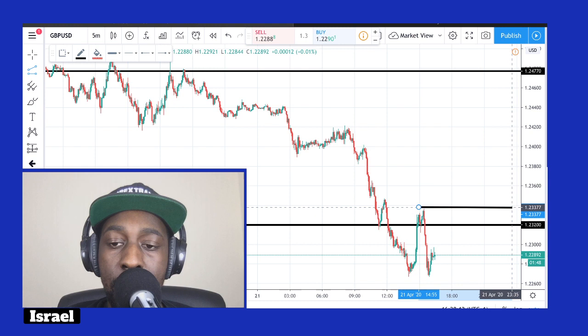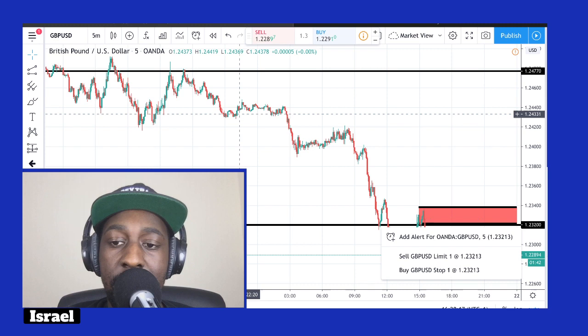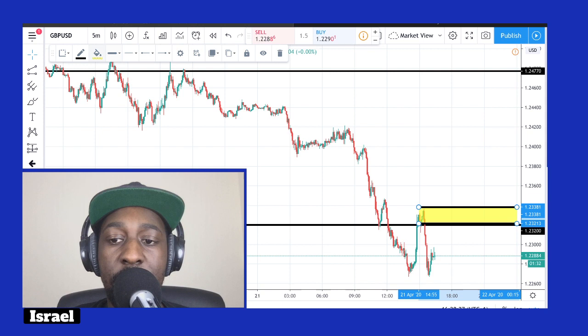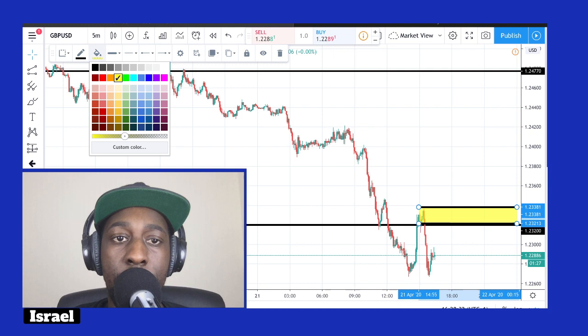I'd say if price gets to this area, potential, right? So we make it yellow. That's how I do it. Let's lower the transparency a little bit. Let's send it to the back.